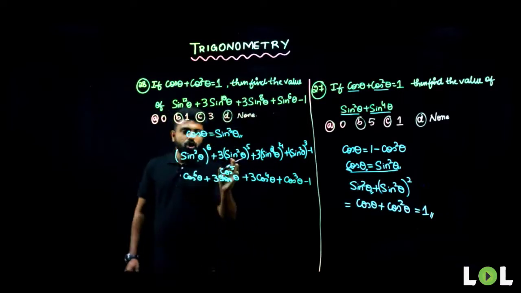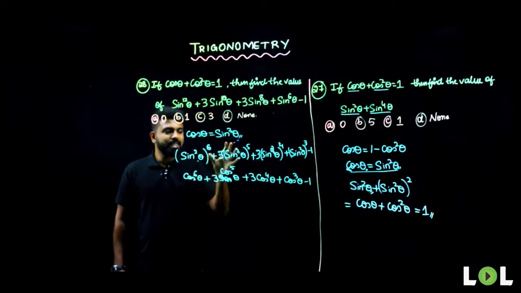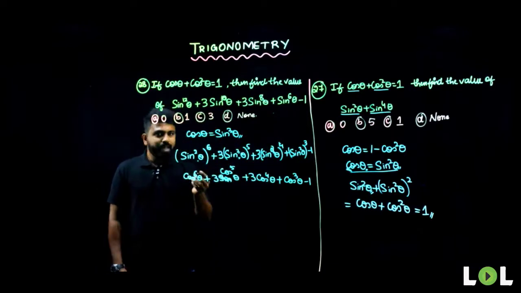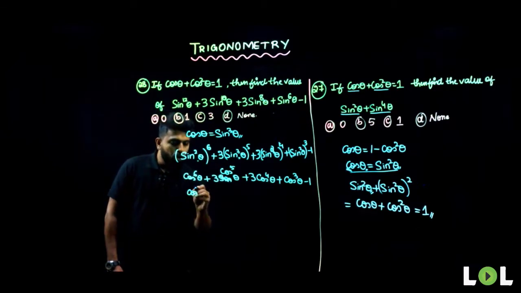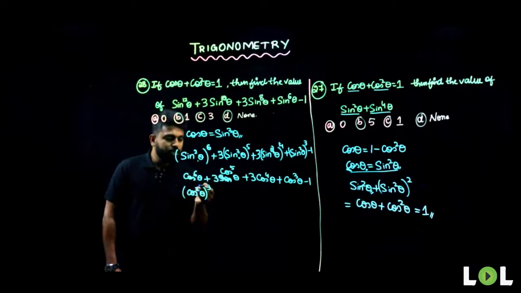Why am I writing it as cos? Because we know that sine square theta is nothing but cos theta. So I'm replacing sine square theta everywhere by cos theta. So now, what can I write this as? I can also write this as cos square theta, the whole cube, because the value will not change. 2 into 3 is nothing but 6, so we'll get the same answer here.